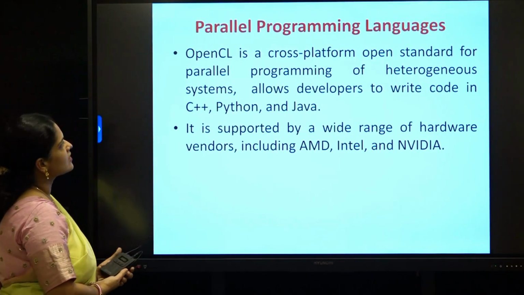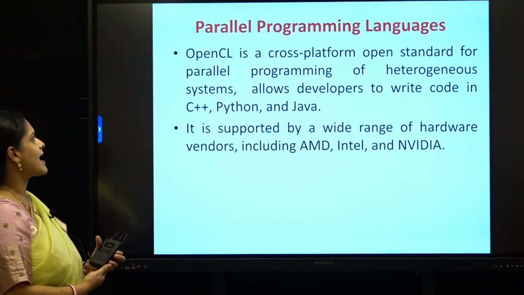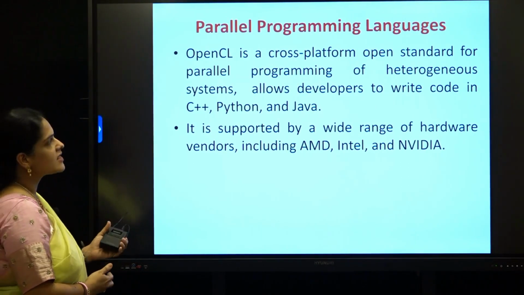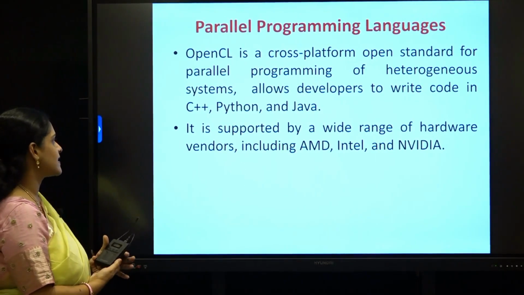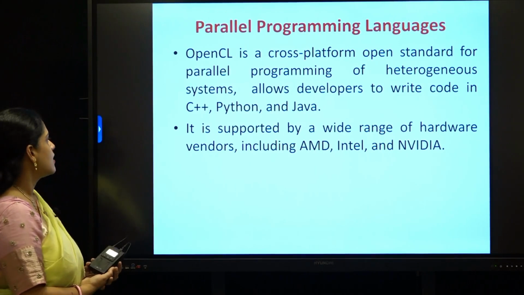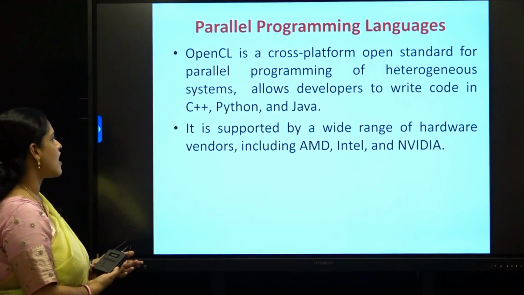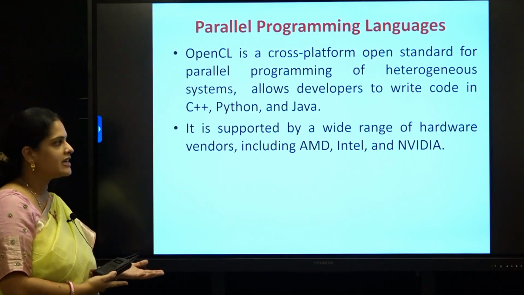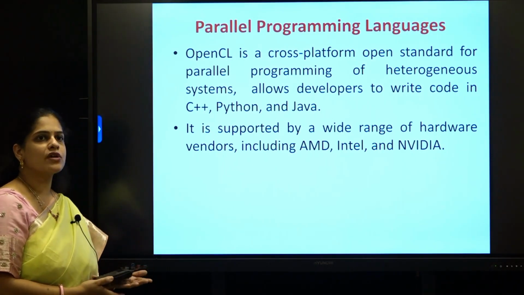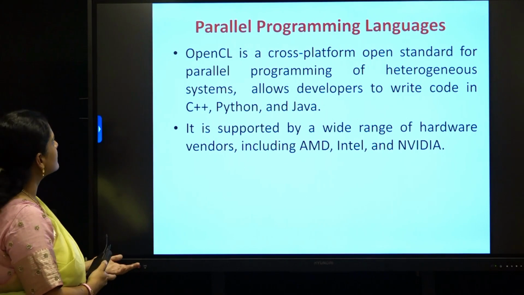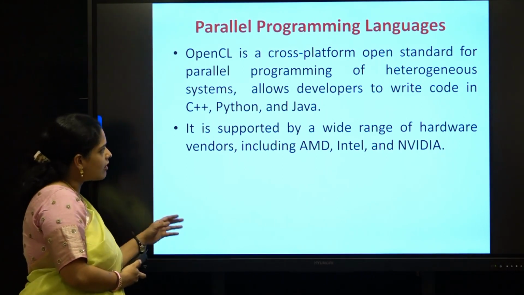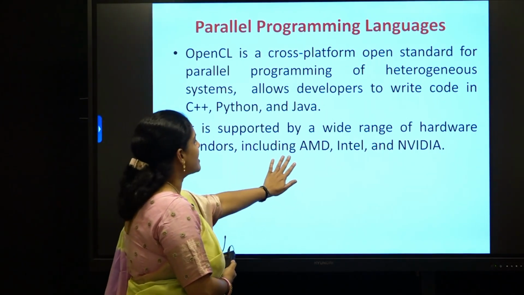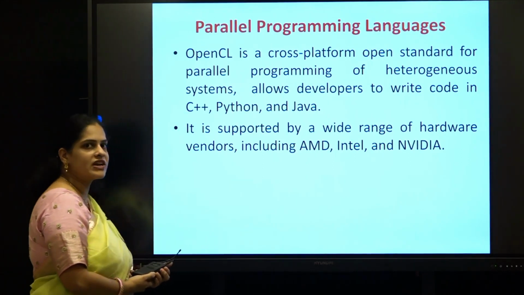Then OpenCL is a cross-platform open standard for parallel programming, and it allows developers to write code in C++, Python, and Java, and it is supported by a wide range of hardware. There are different types of GPU hardware available, as I told you: AMD, Intel, NVIDIA, they have their own GPUs. So, OpenCL is supported on all the different types of hardware manufactured by AMD, Intel, and NVIDIA corporations.